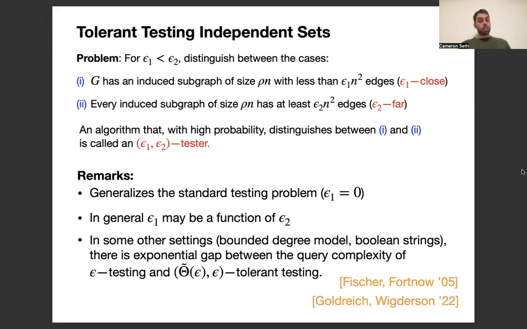And it turns out in some cases, when epsilon 1 is roughly on the order of epsilon 2, there can be an exponential gap between the query complexity of the standard testing problem and the tolerant testing problem. So what about the independent set property? Is there this gap between the tolerant testing and the standard testing?